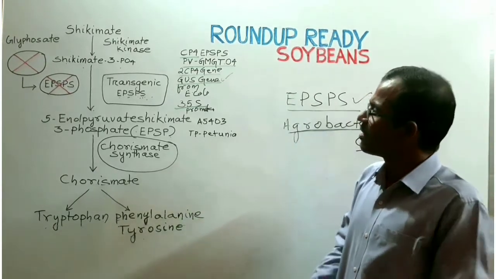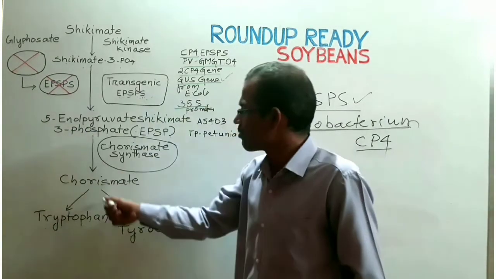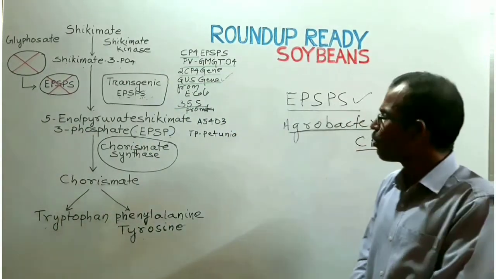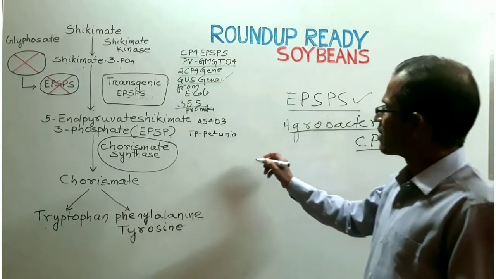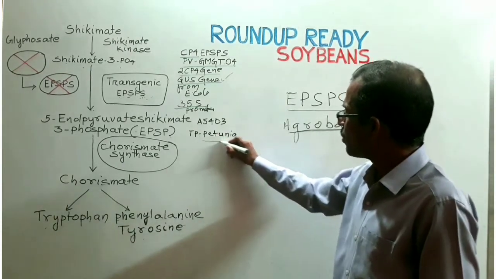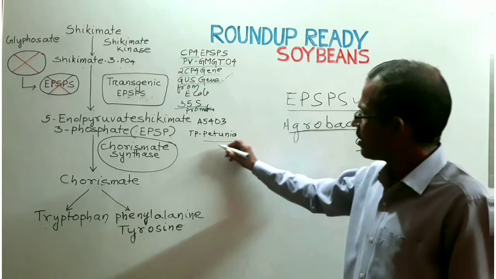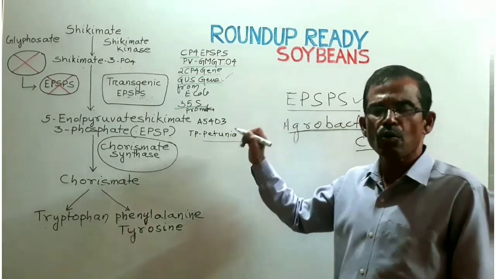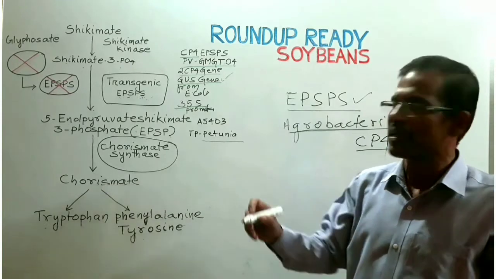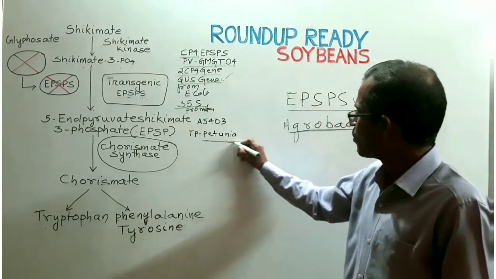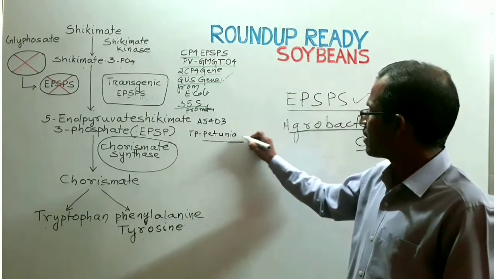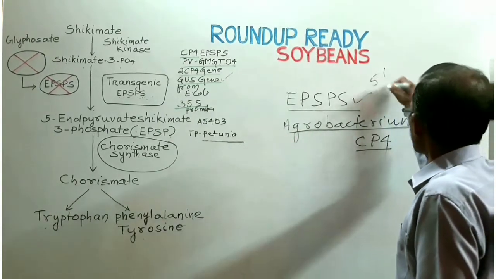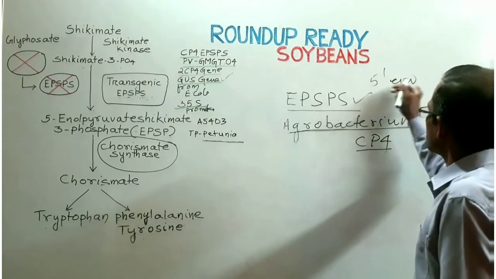One more point is the shikimate pathway is active in chloroplast. So a DNA sequence that was taken from petunia. The DNA sequence that codes for the chloroplast transit peptide was taken from petunia, and this particular DNA sequence was fused with the 5' end of the EPSP gene.